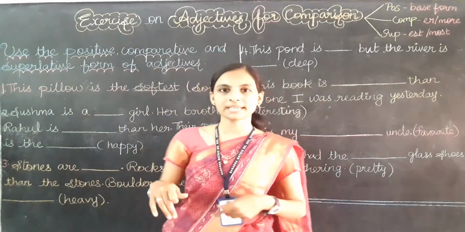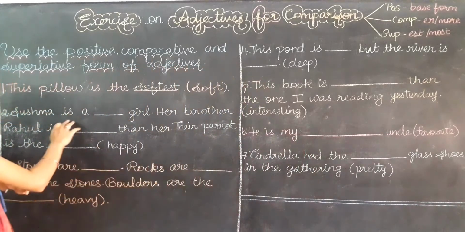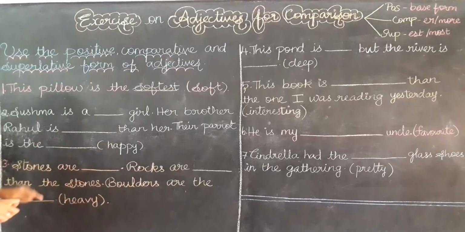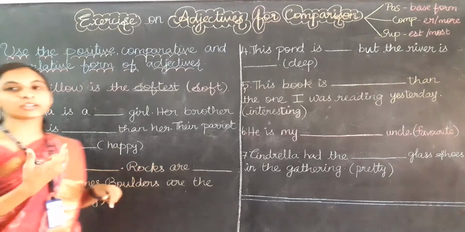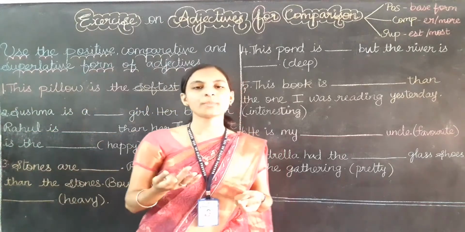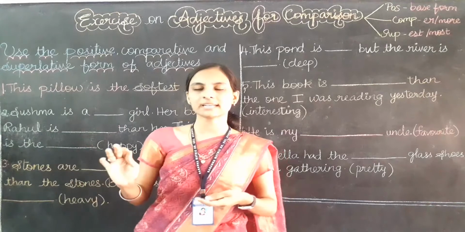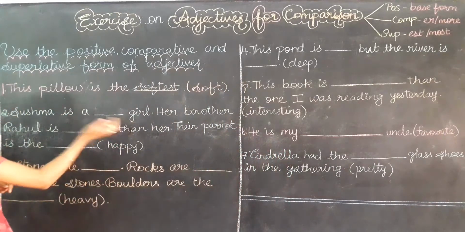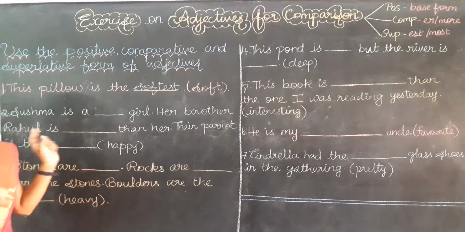Okay. Next sentence. Sushma is a dash girl. Her brother Rahul is dash than her, and their pet parrot is the dash. So here they are comparing. They are also comparing, and all the 3 kinds of form have been used in this second sentence. So in the first sentence they are telling that Sushma is a dash girl. In a normal way they are going to talk about Sushma only.